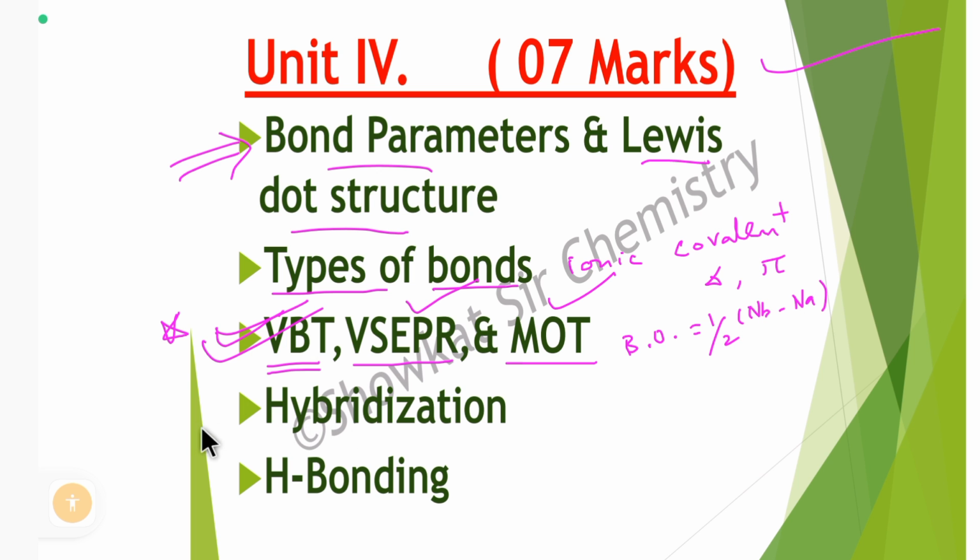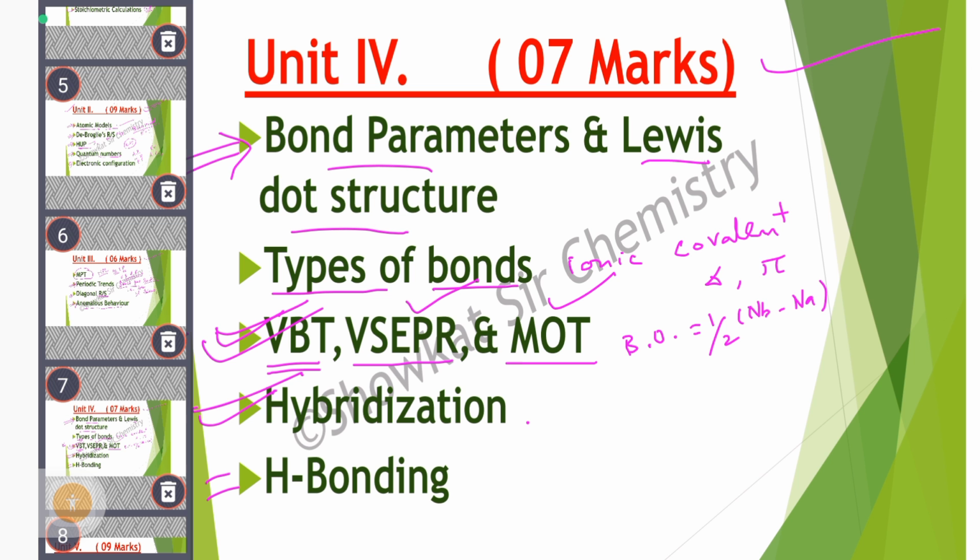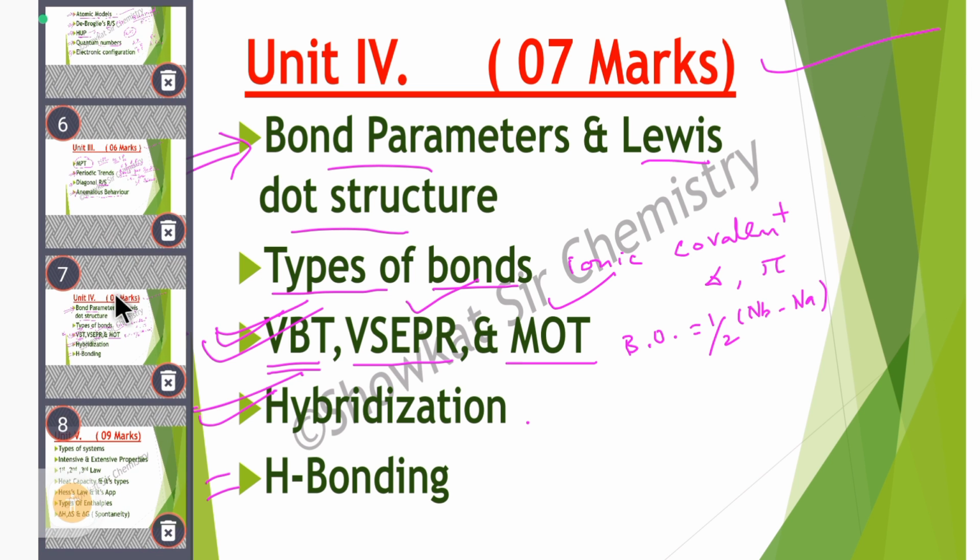And next you will study the hybridization and its types, right? Then similarly the hydrogen bonding. So this was your unit 4, which carries only 7 marks. So from this, a long answer type question will not be asked, right? I hope you will remember this. I have told you, from unit 2, a long answer type question will be asked. Now let's see the next one.